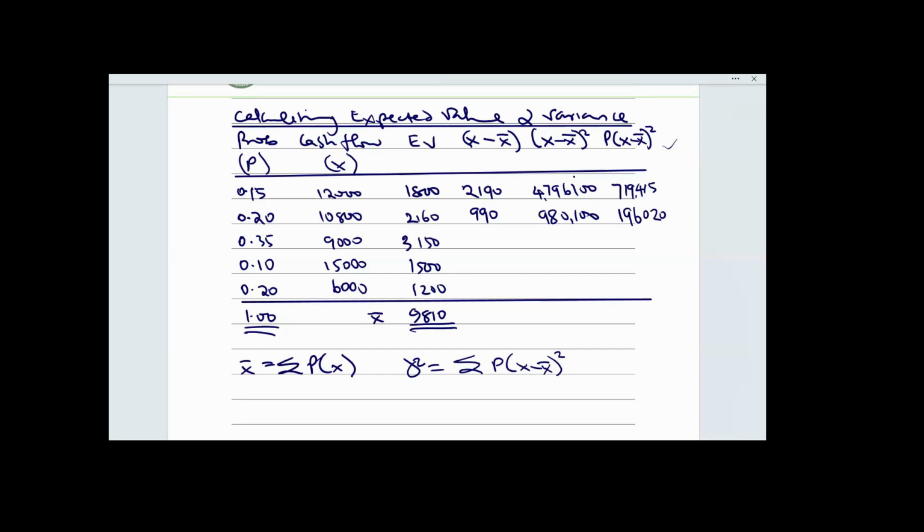Then the third one, 9,000 minus 9,810. That's minus 810. Minus 810 squared is 656,100. Multiply by the probability of 0.35. That's 229,635.